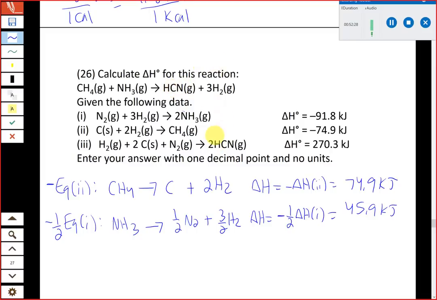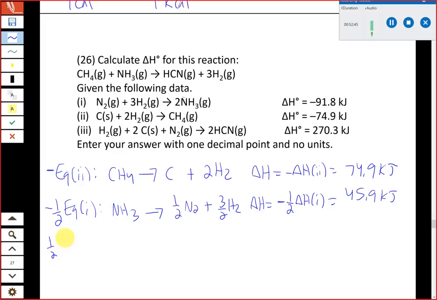HCN appears here as a product in equation 3, but it has a coefficient of 2 instead of a coefficient of 1. So we don't need to flip equation 3 because HCN is already on the correct side of the arrow, the product side, but the coefficients are still off by 1/2. So we're going to multiply equation 3 by a factor of 1/2, and that's going to give us 1/2 H2 plus C, and sorry, there's one more, 1/2 N2 goes to HCN.